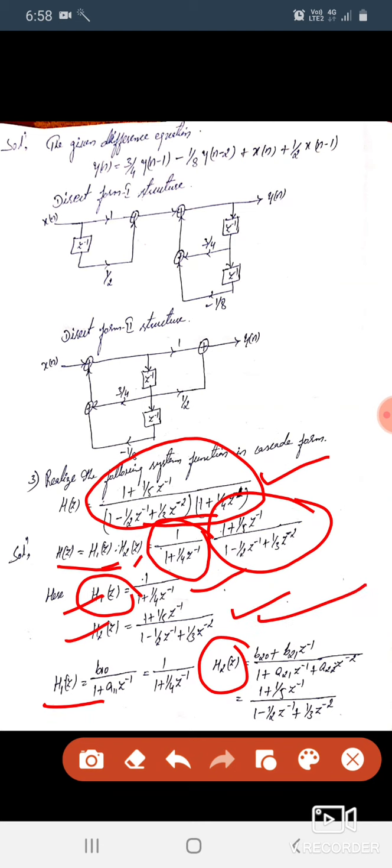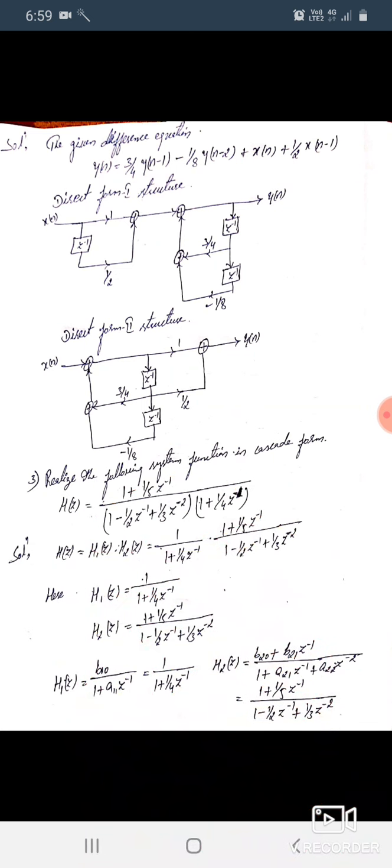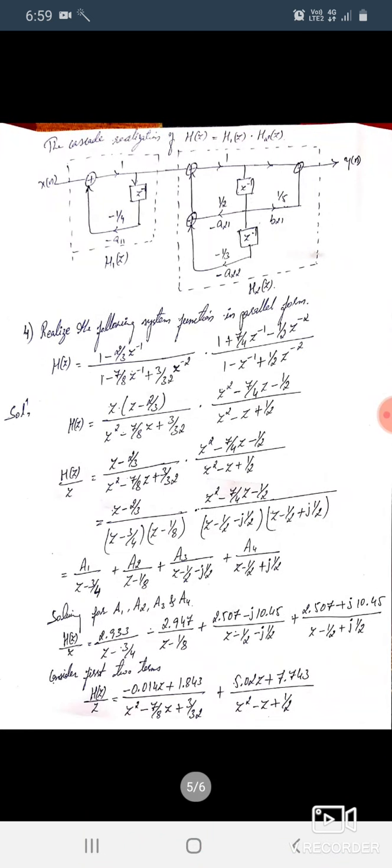From this you will get your coefficient values, that is b10 as 1, then a11 as 1 by 4, then b20 as 1, b21 as 1 by 5. Next, a21 as minus 1 by 2, a22 as 1 by 3. This is how you have to solve. Next, we have to draw the diagram for this.